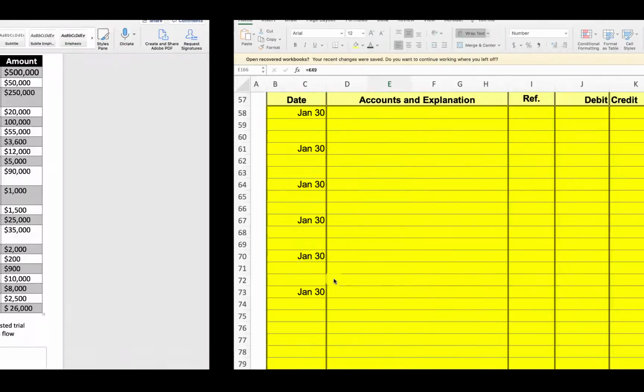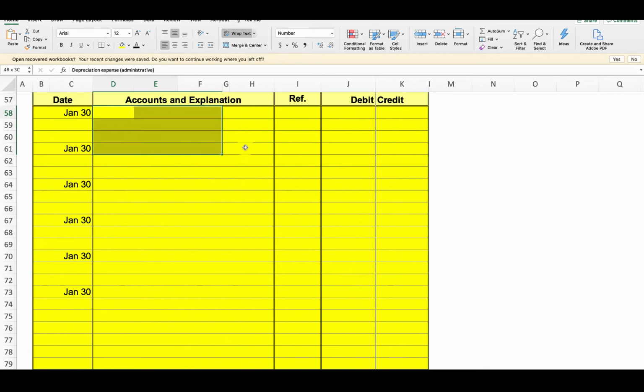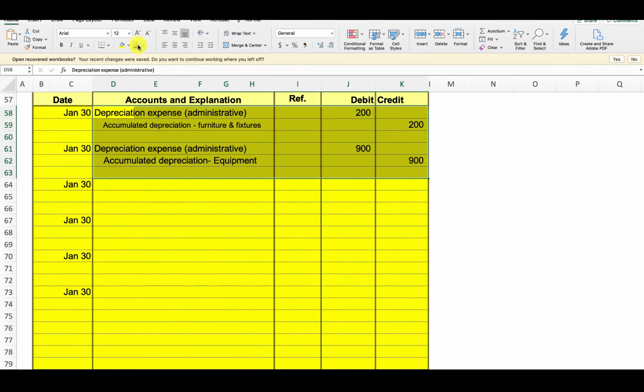All right, so January 30th, we have more depreciation, and I told you depreciation entries, you just need to memorize this. So I'm going to post these two: depreciation for furniture and depreciation for equipment. Whenever you have depreciation, you debit the depreciation expense, and you credit accumulated depreciation for the type of asset. Land is never going to have depreciation. That's the only one, but all the other plant assets will.